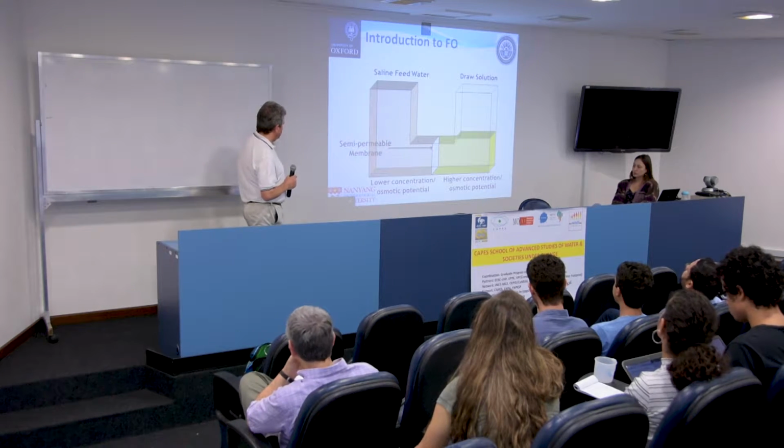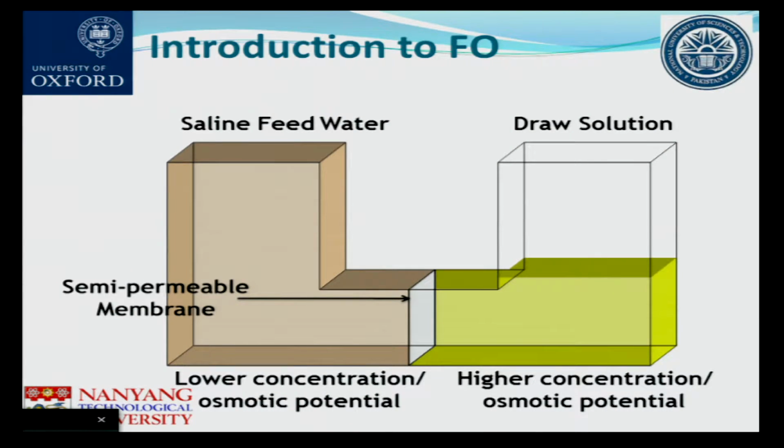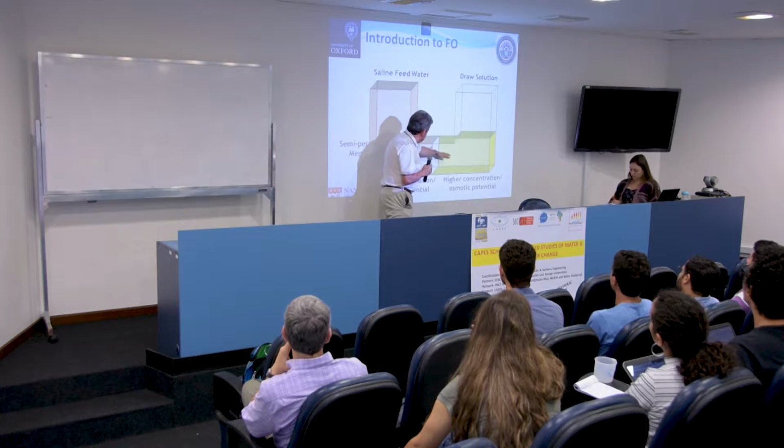So this is where I start. You can see this is my slightly saline feed wastewater on the left side. There's the membrane. And this is my draw solution, which I've drawn as yellow, because it's got some different kind of solute in there. So at the moment, on this side, I have a lower concentration and a lower osmotic potential. And on this side, I have a higher concentration and a higher osmotic potential. I put those two together. Under natural osmosis, what's going to happen is the water will be drawn out from here into here.